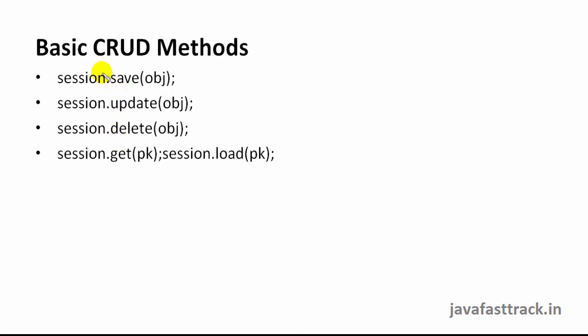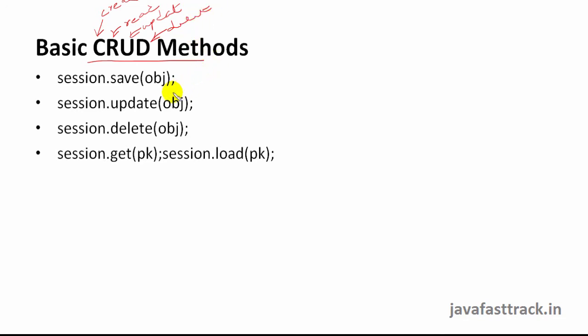Next, we'll see about the basic CRUD methods. CRUD stands for create, read, update and delete. In a database, we can do only 4 operations. One is to insert data, which I call the create operation. Second is to read the data. Third is to update the data. And then we can delete the data.